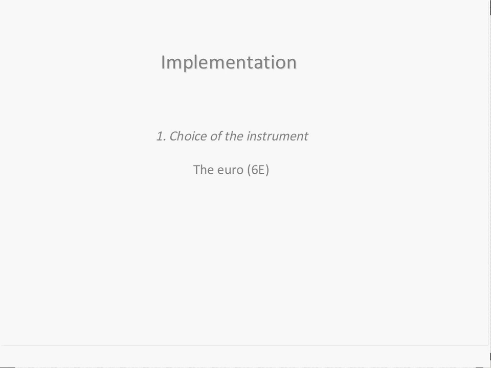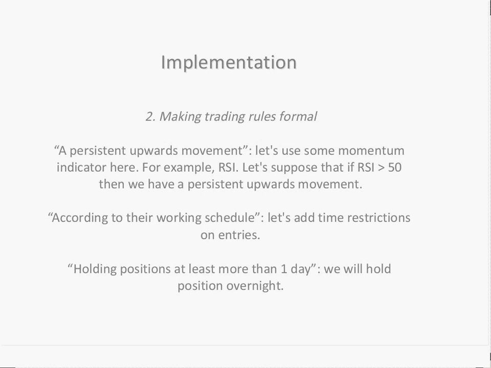Thank you, Alex, for the answers. We'll probe our idea on the euro. I've explained why we chose the euro. Now we should make the trading rules formal, because in the form they were formulated initially, it's impossible to write them in any programming language. So first of all, we need to formalize what a persistent upwards movement means.